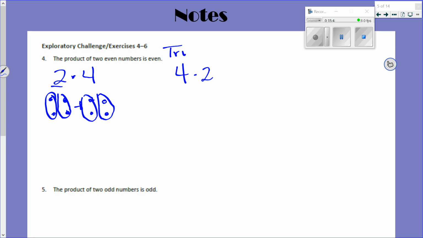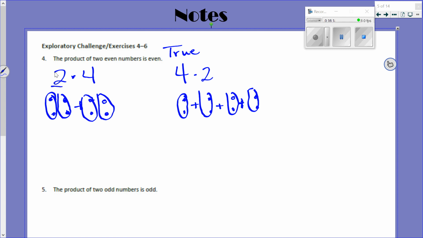Do y'all see the difference between 2 groups of 4 and 4 groups of 2? Because our 4 groups of 2 would look like this for a model. It would be 2 plus 2 plus 2 plus 2. Do you get the same answer? I got so concerned with my erasing that I got carried away. So the models do look a little different. The result is the same. What property says that?